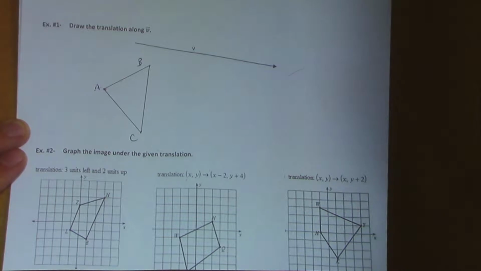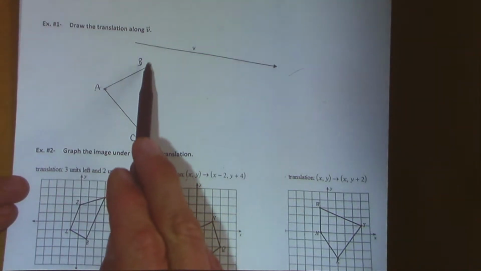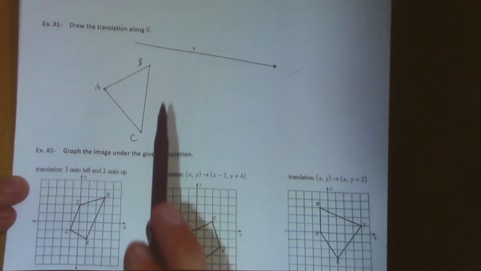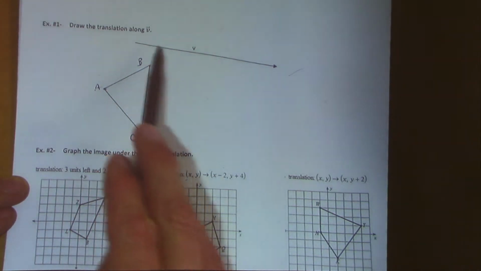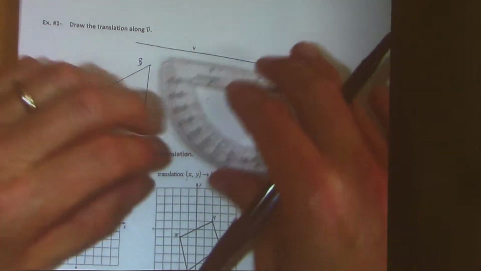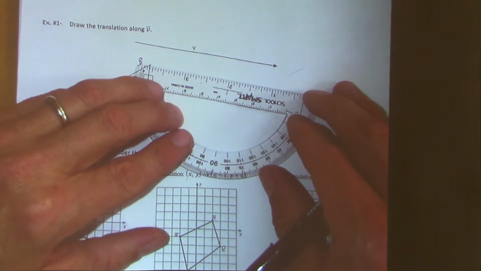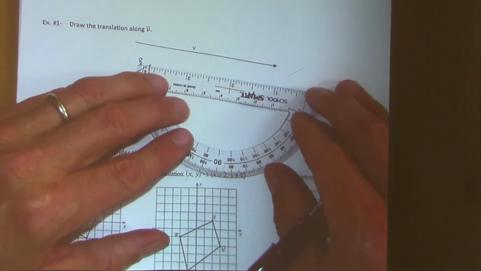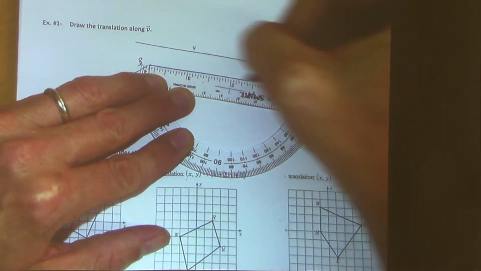So here's what we're going to do. We're going to make parallel lines through points A, B, and C. Not only do we make three parallel lines, we make them all parallel to the given vector. We're going to kind of eyeball it. So all we're going to do is line your protractor up so it looks like it's going to produce a parallel line, and then we just zip her down.